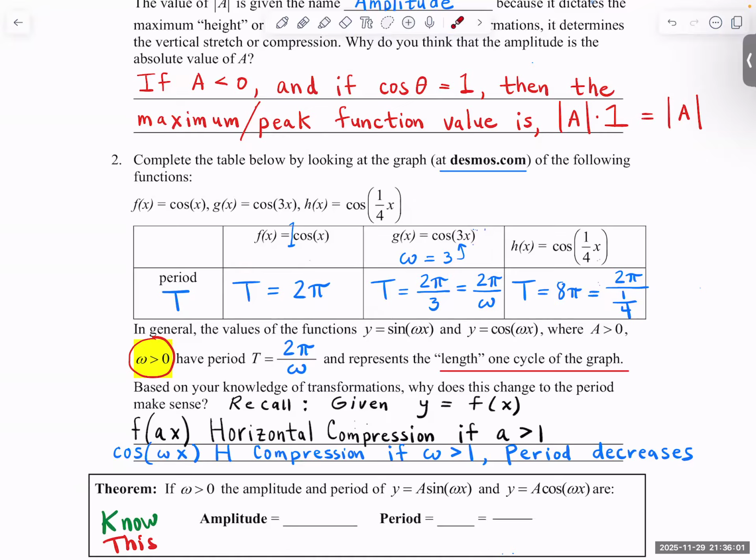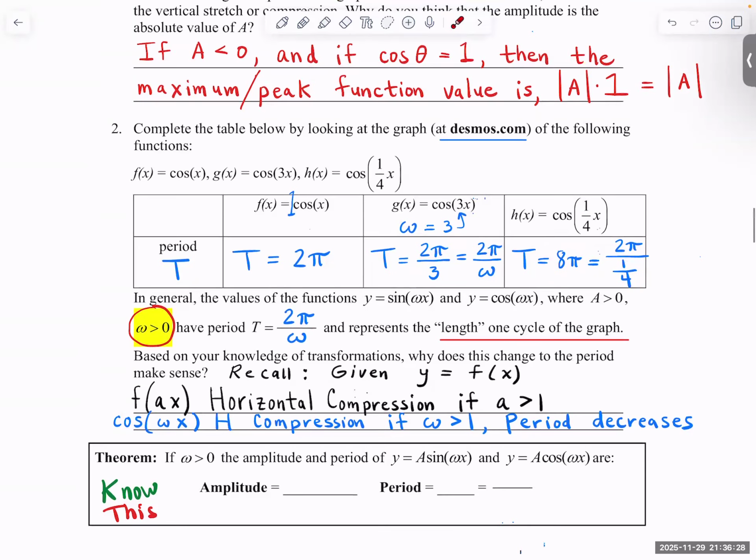And for the function h, we saw the period, or the length of one cycle, from 0 radians until the angle where it began to repeat was 8 pi radians. Now, if you take 2 pi, the fundamental period, and you divide by omega, which is positive 1/4, you get 8 pi.